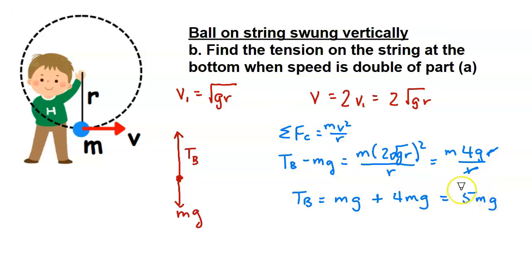All right, so what does this tell us? This is telling us that at the bottom, if we were to double the speed from part A, at the bottom of the swing, it will have a tension force of 5 times the mass times g.